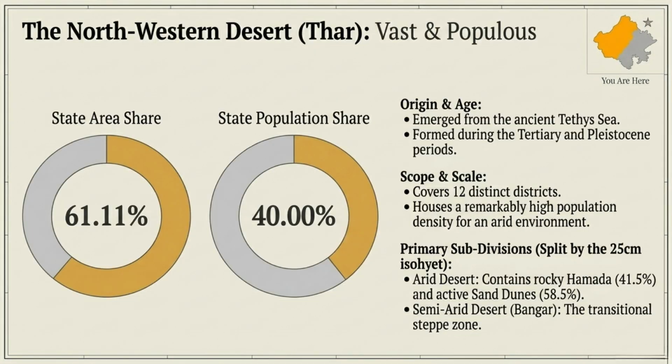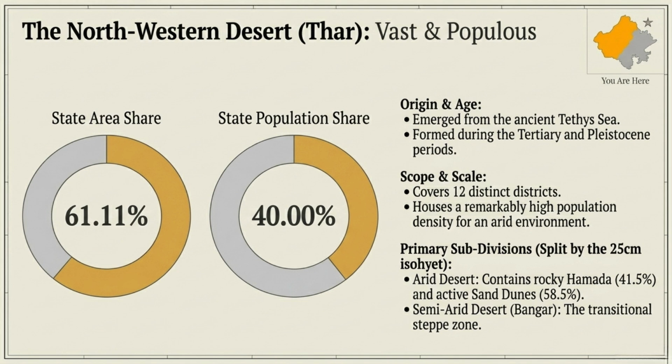Let's zoom into the northwestern Thar Desert. Emerging from the ancient Tethys Sea during the Tertiary and Pleistocene periods, it covers a staggering 61.11% of the state's area. What makes this desert truly remarkable is its scale. It covers 12 distinct districts and houses an incredibly high population density for an arid environment, accounting for 40% of the state's residents.